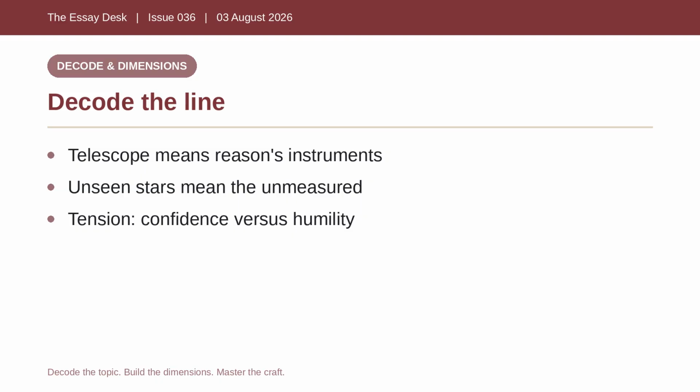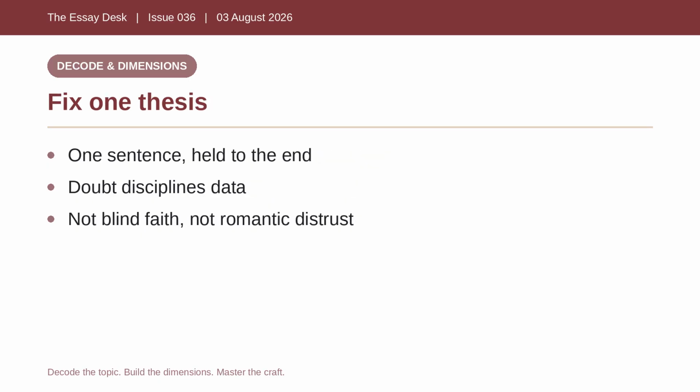The telescope stands for reason, every instrument that lets us measure the world, and the stars it cannot see stand for the unknown, the unmeasured, the intuitive. The tension inside this line sits between the confidence reason gives you and the humility it must keep about its own edges. Read literally, it sounds like a limitation. Read as an instruction, it is asking you to argue that reason is strongest exactly when it doubts itself.